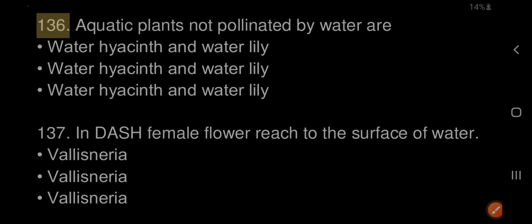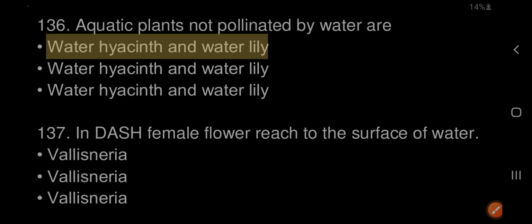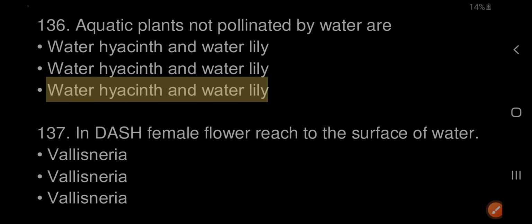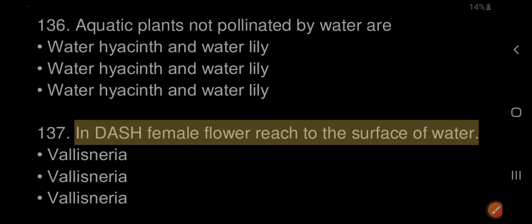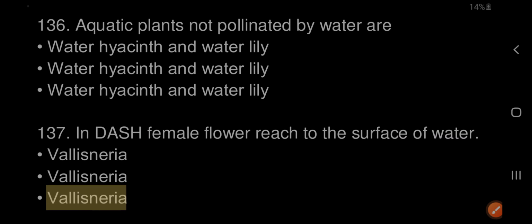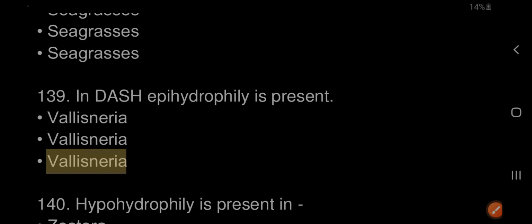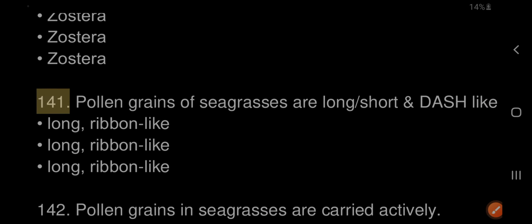136. Aquatic plants not pollinated by water are water hyacinth and water lily. 137. In Vallisneria, female flowers reach the surface of water. 138. In seagrasses, female flowers are submerged in water. 139. Epihydrophily is present in Vallisneria. 140. Hypohydrophily is present in Zostera. 141. Pollen grains of seagrasses are long, ribbon-like.